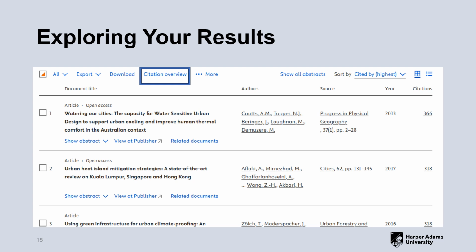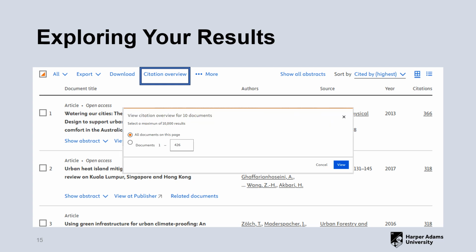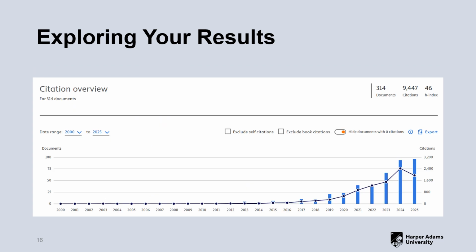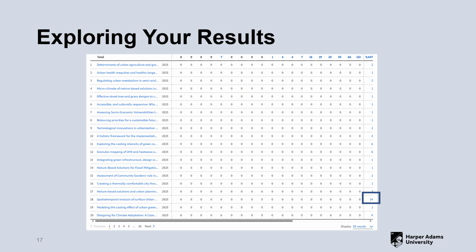By the way, if you tick a range of returns in any of the previous screens, as you did when adding to your list, the system will only explore citations related to those highlighted articles. However, in this instance, I included all 426 returns here, and we can see immediately that this conversation is current and growing in popularity. If you scroll down in that view, you can see the same data in table form.